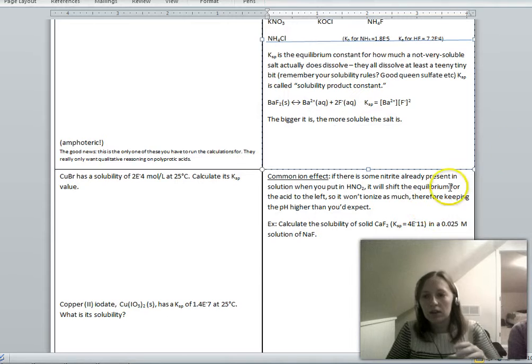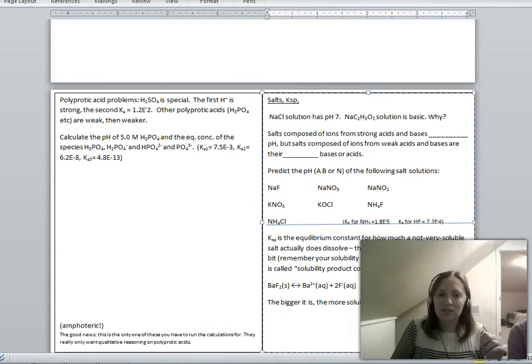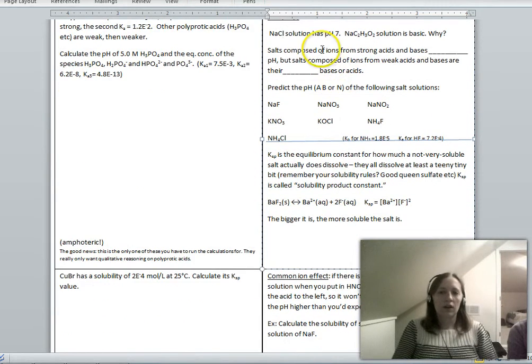All right. Now, acidic and basic salts. Sodium chloride, salt solution. It's neutral. It's pH 7. Well, of course, it's a salt. All salts are neutral. Uh-oh.